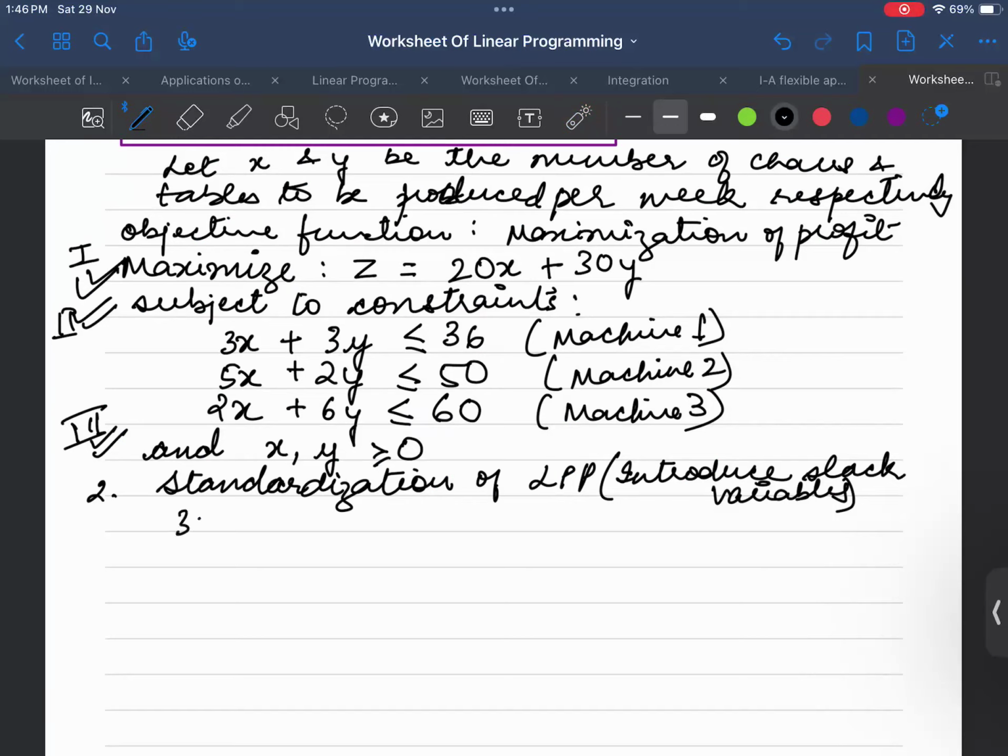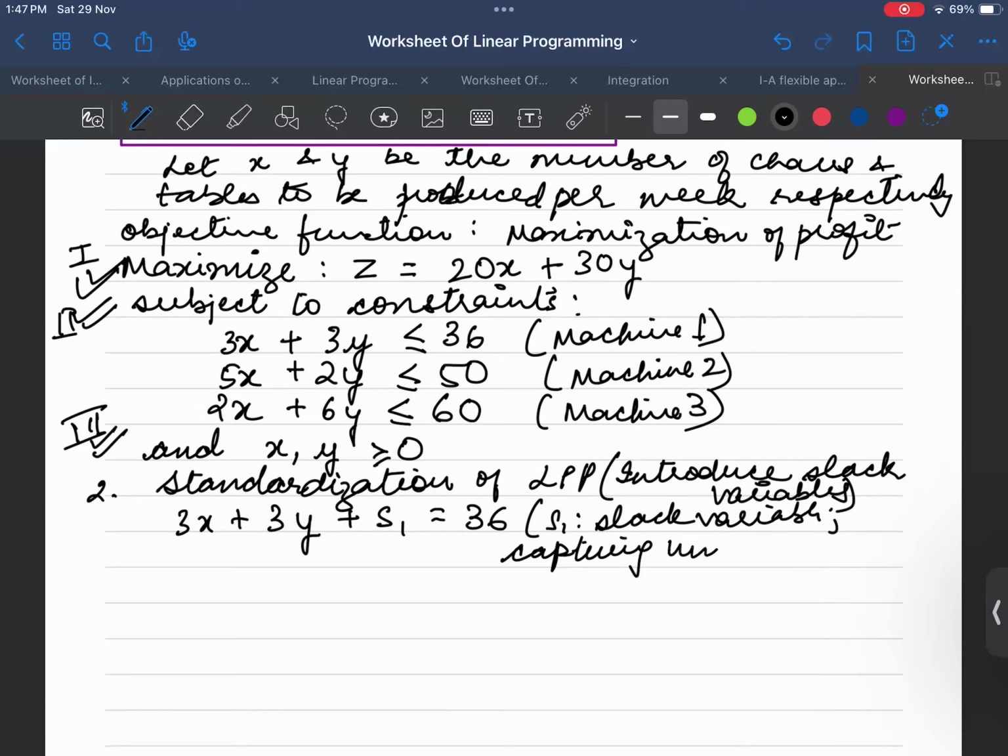How next would be 3x plus 3y. Now to make this inequality into an equality, we add S1, so plus S1 equals 36, because something is required to be equated. S1 is a slack variable. We are capturing the unused capacity of time on machine M1.